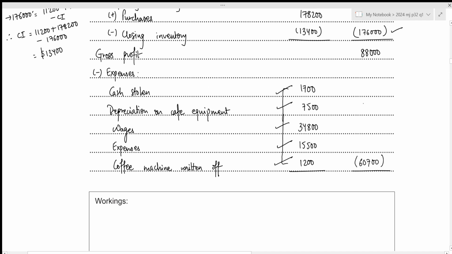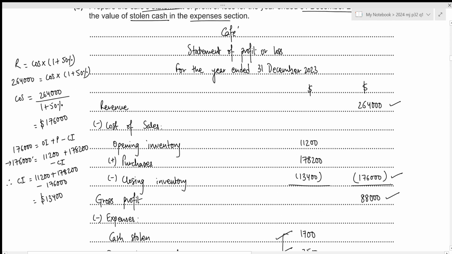Okay, we have the gross profit of 88,000, which means that there will be a profit. The profit for the year will be 88,000 minus 60,700, which results in 27,300. That will be all for our statement of profit or loss.